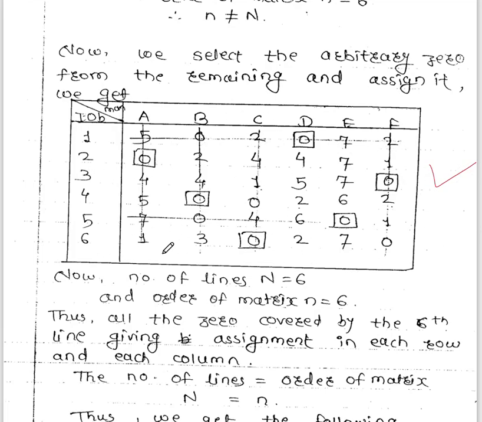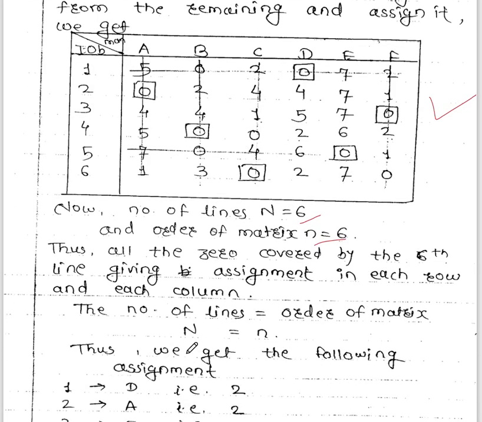In this way you will get the number of lines, that is N equal to 6, and the order of the matrix, that is n equal to 6. So in this way you can make the zero assignment in each row and in each column. Now if you observe, in each row and in each column there is at least one zero assignment. So here the number of lines capital N is equal to small n. That means our assignment problem is finished.